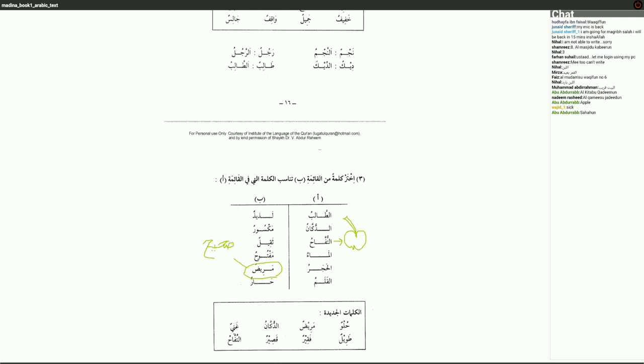Sahihun. Opposite of maridun is sahihun. Jayyid. Now, I'm going to give you the microphone, brothers. Put your hands up, please, and try to link up these words together, barakallahu feekum.